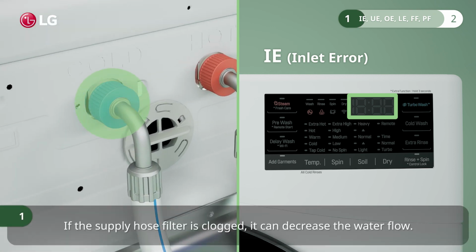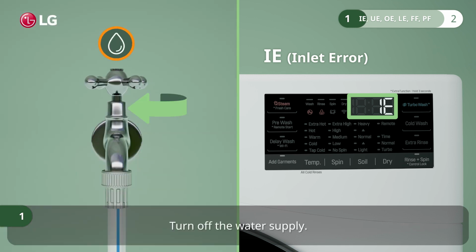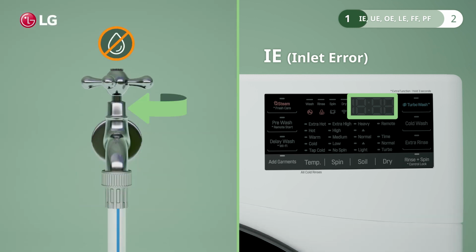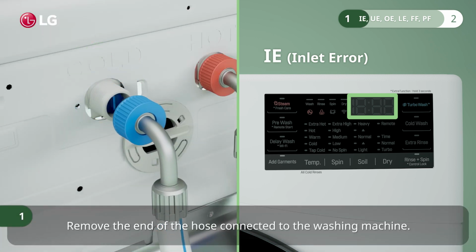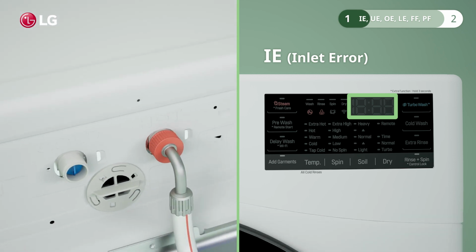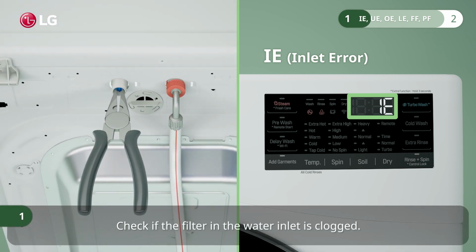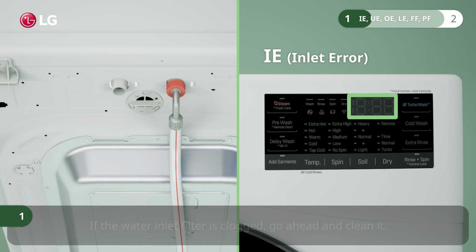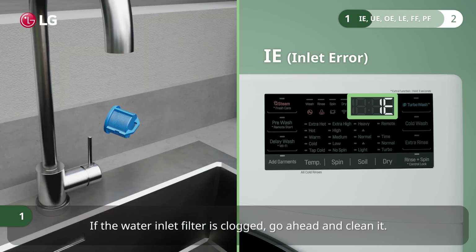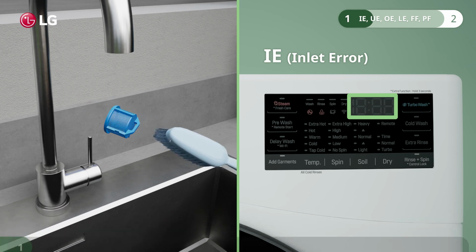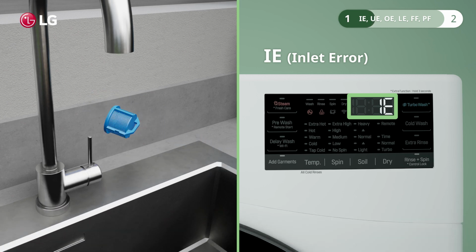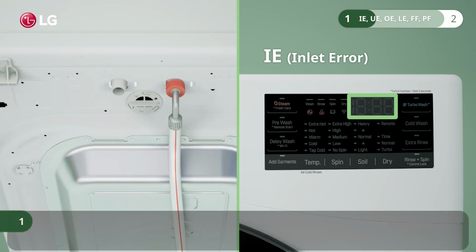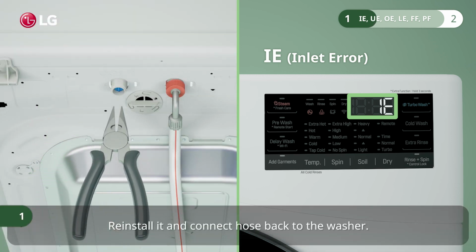If the supply hose filter is clogged, it can decrease the water flow. Turn off the water supply. Remove the end of the hose connected to the washing machine. Check if the filter in the water inlet is clogged. If the water inlet filter is clogged, go ahead and clean it. Reinstall it and connect the hose back to the washer.